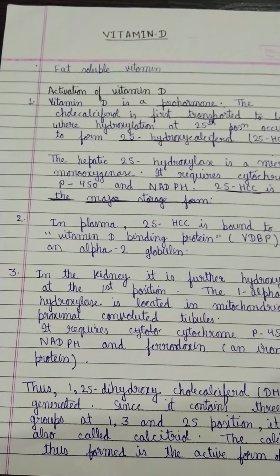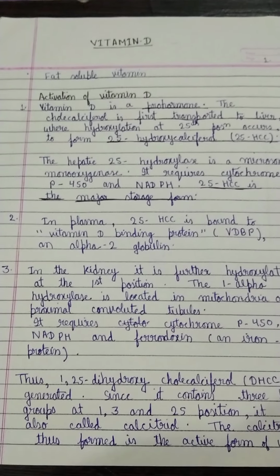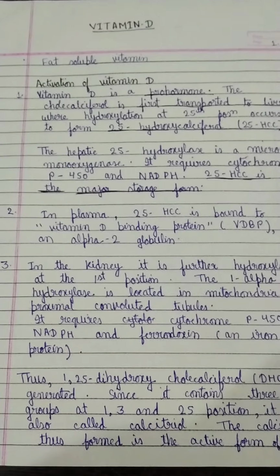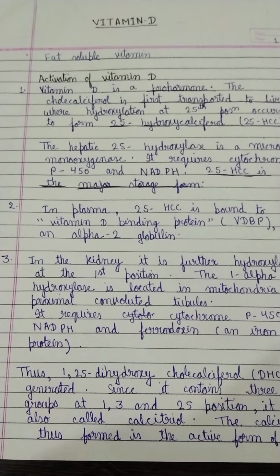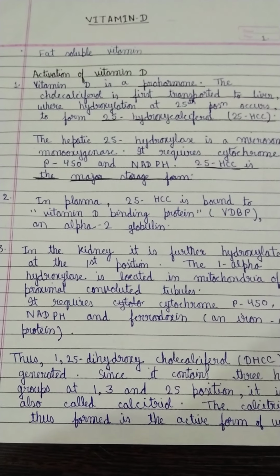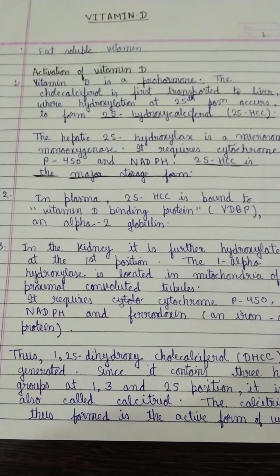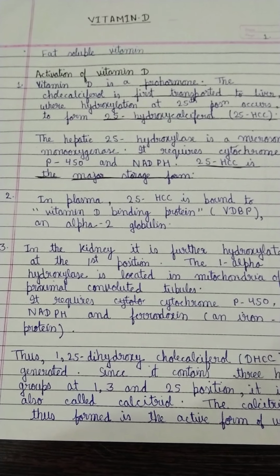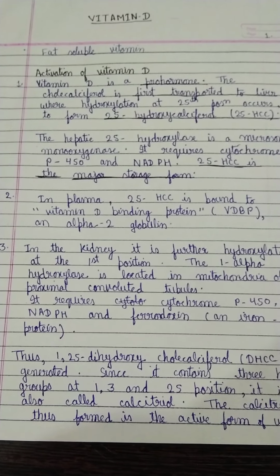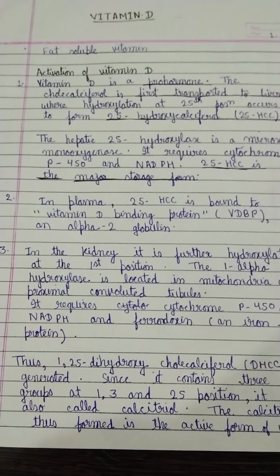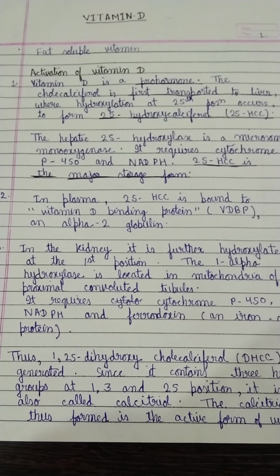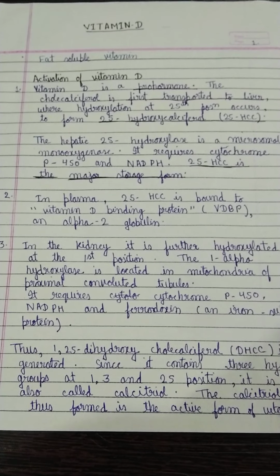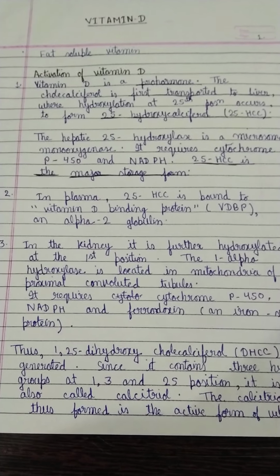Vitamin D is a fat soluble vitamin. Activation of vitamin D. Vitamin D is a prohormone. The calciferol is first transported to liver where hydroxylation at 25th position occurs to form 25-hydroxycalciferol, in short 25-HCC. The hepatic 25-hydroxylase is a microsomal monooxygenase. It requires cytochrome P450 and NADPH.